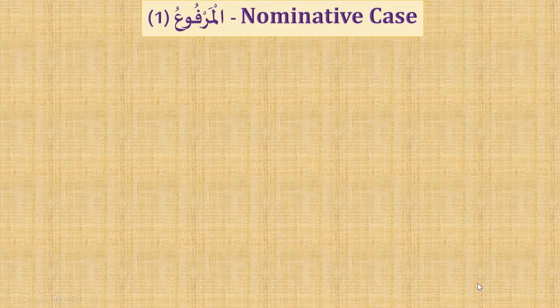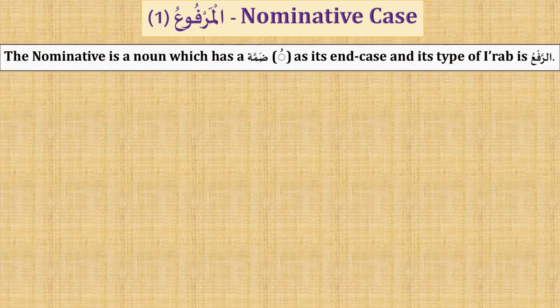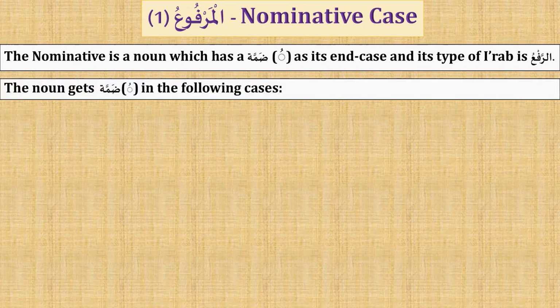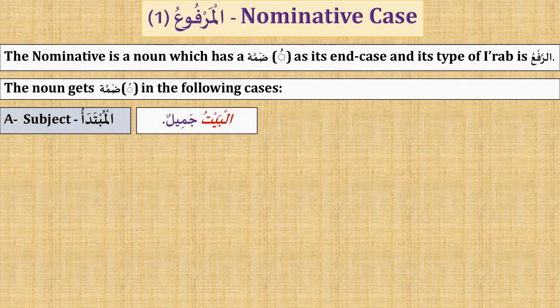First one, Al-Marfu', nominative case. The nominative is a noun which has a dhamma as its end case, and its type of i'rab is Al-Raf'. The noun gets dhamma in the following cases. The first one, Al-Mubtada, subject. Example, Al-Baytu jamilun, the house is beautiful. The first word, Al-Baytu, the house, is mubtada or subject, it must end with dhamma.